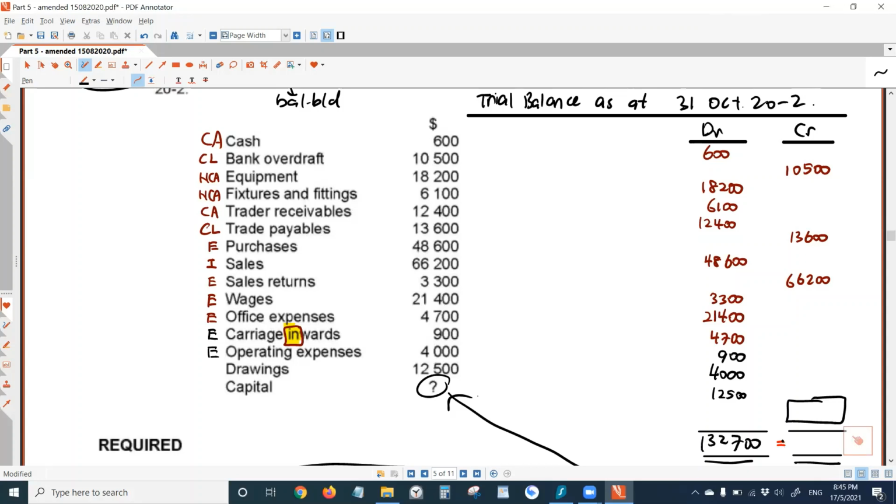132,700. So eventually, trial balance must be balanced, right? Which means debit total must be equal to the total credit. So you copy this number to here. After that, how to find the missing number? Very easy. Take this total minus the three numbers that appear on top here. Then you tell me what you get.